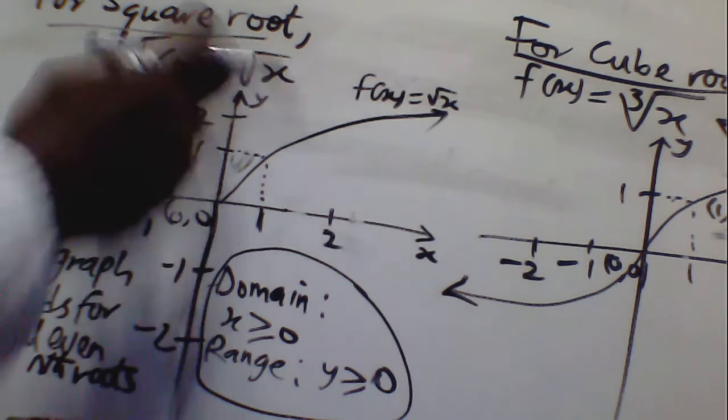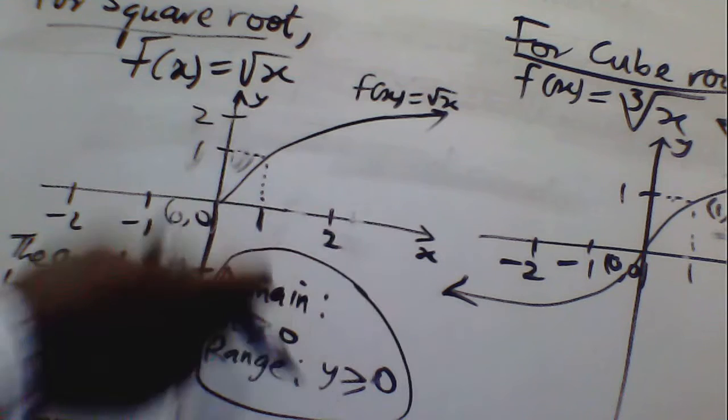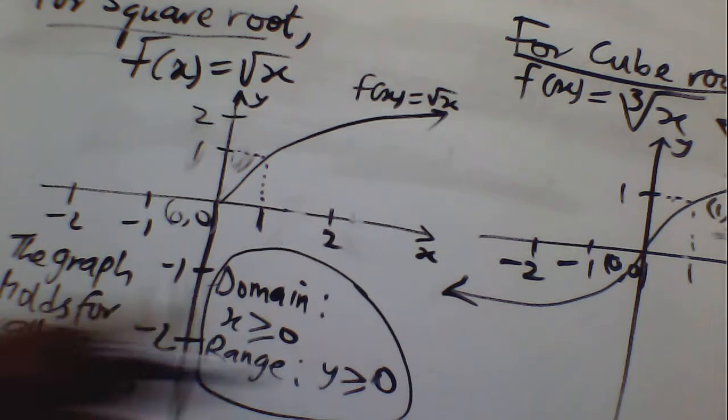But if there is a minus here, this will flip in this way. So you have to consider other factors. In this case, y is less than or equal to 0.